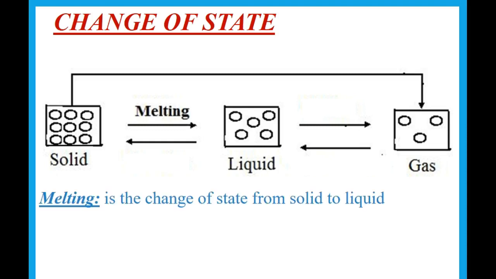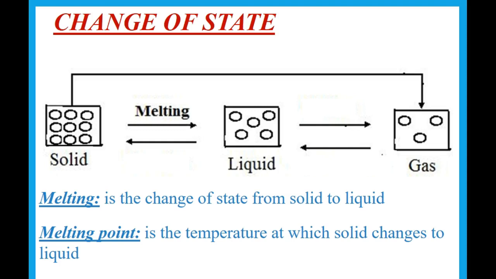If I ask what is meant by melting, melting is the change of state from solid to liquid. This happens at a specific temperature. The temperature at which melting happens is called the melting point or the melting temperature. When you're defining melting point, remember it is the temperature, not the point, at which a solid changes to liquid. Don't say at which a solid melts, for example. You have to define what is meant by melting point: it is the temperature at which solid changes to liquid.